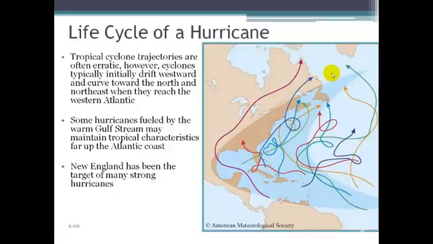Some of the hurricanes are fueled by the warm Gulf Stream, which means that they can stay warm and tropical as they make their way further north. So New England, which is not really in the hurricane formation area, receives the brunt of a lot of strong hurricanes because of these erratic paths.